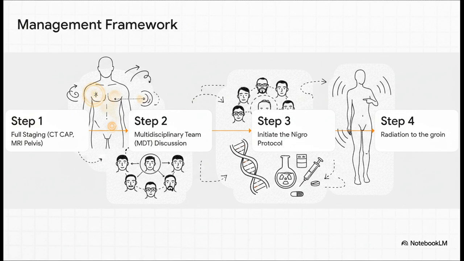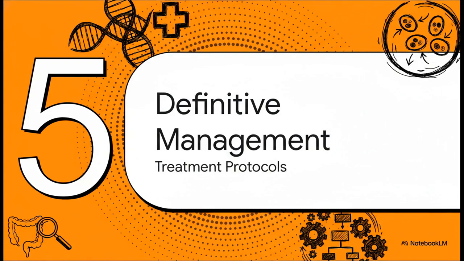Once we have a consensus, the definitive management for this localized anal SCC would be chemoradiotherapy, which is known as the Nigro protocol. And importantly, the radiation field will be extended to cover the groin because of those positive nodes we found. You mentioned the Nigro protocol.